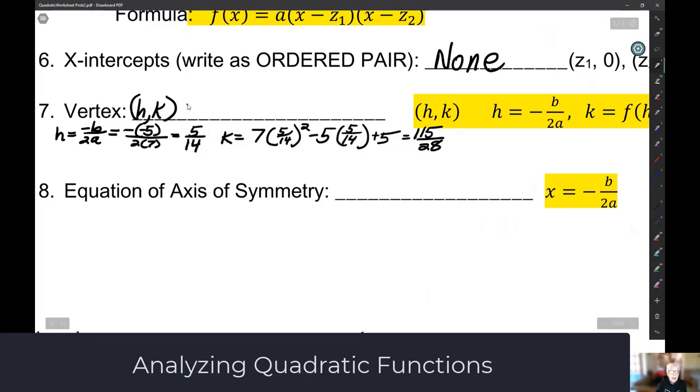There. So our (h, k) is going to be 5/14, 115 over 28. Wow, that is passively ugly. But that's okay, we have our formulas. Now, the equation of the axis of symmetry is always going to be x equals the h number. So x equals 5/14. And as long as I'm not graphing it, I don't have to worry about trying to find 5/14 on the x-axis.